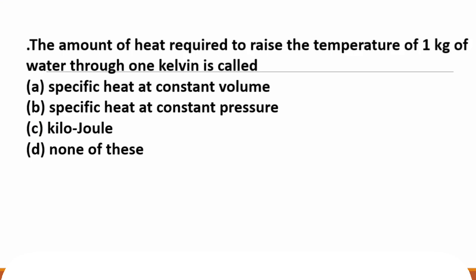Next question, the amount of heat required to raise the temperature of 1 kg of water through 1 Kelvin is called option A specific heat at constant volume, option B specific heat at constant pressure, option C kilojoule, option D none of the above. The correct answer is option A specific heat at constant volume.